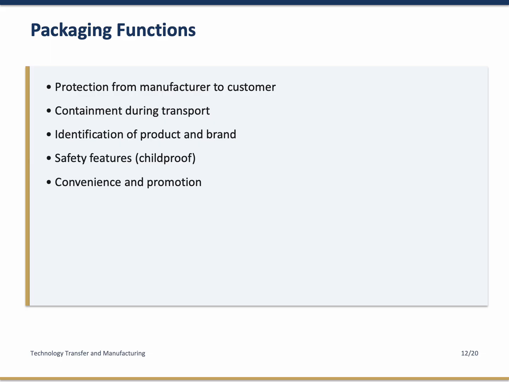Safety features protect certain populations, pediatric-resistant packaging for example. Convenience helps distributors and customers with shipping, stocking, display, handling, opening, use, and reuse. Promotion and communication reinforce brand advertising and provide consumer information about features and usage. Packaging is treated as cost of goods sold for trade product.